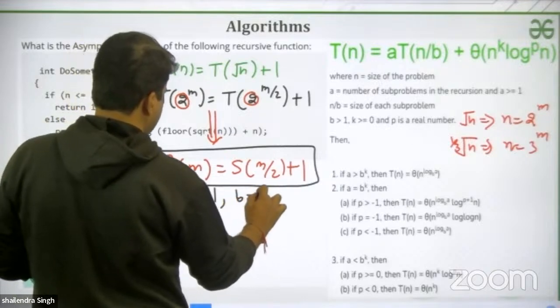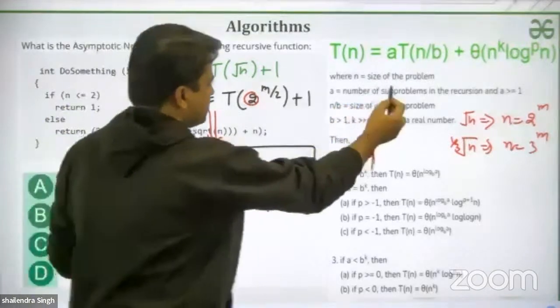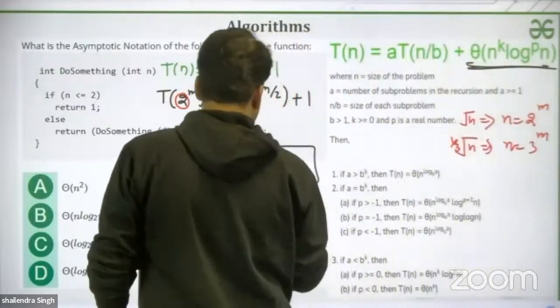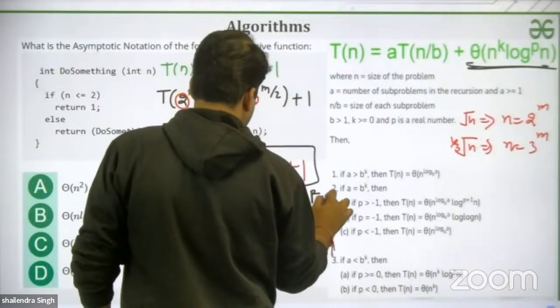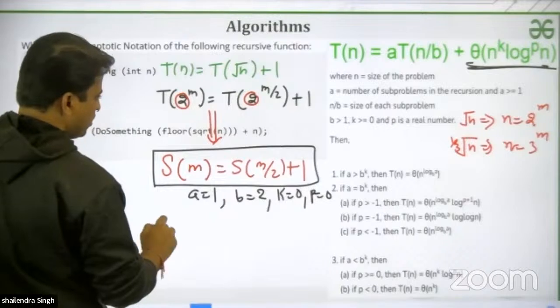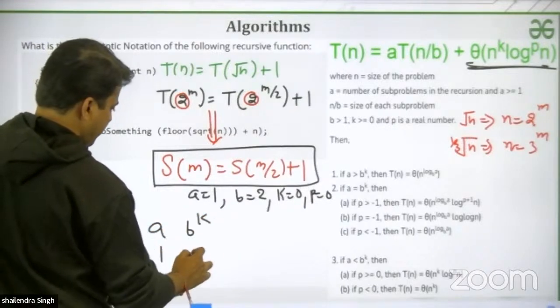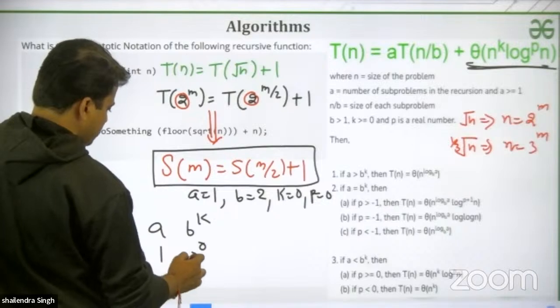Sir, b equals to what? Sir, k equals to, compare this term. This is the f(n) term. K equals to what? K equals to 0. That's why this is 1. So k equals to 0 and p equals to 0. So calculate what? a or b to the power k. A is 1, b is 2 and 2 to the power k is 0. So this is also 1.